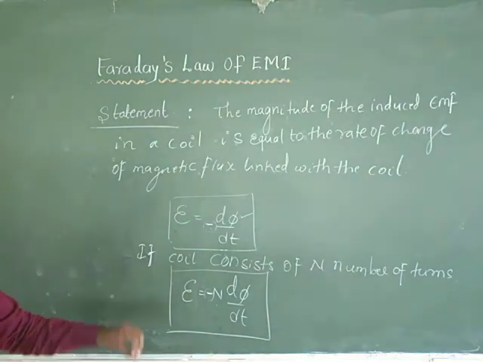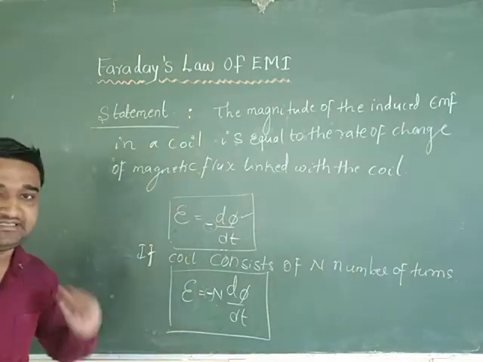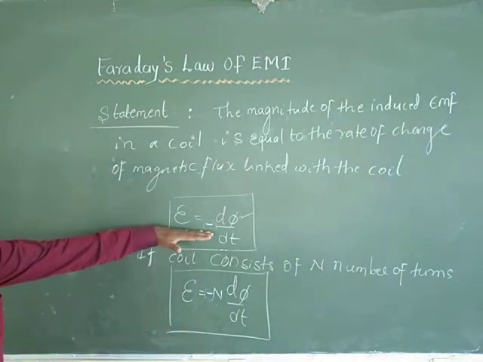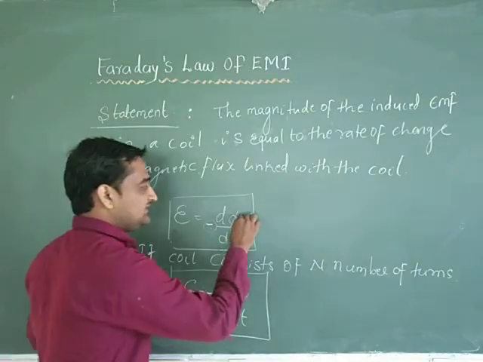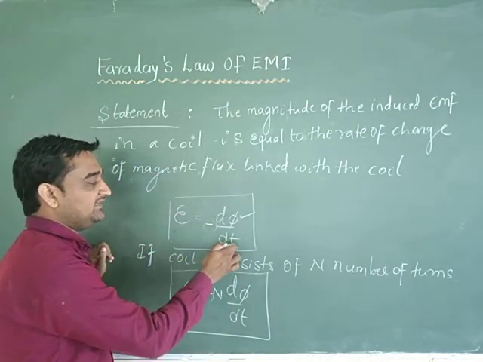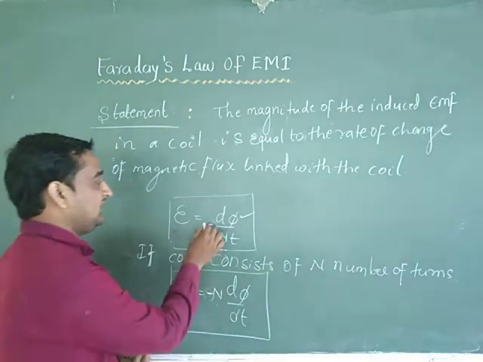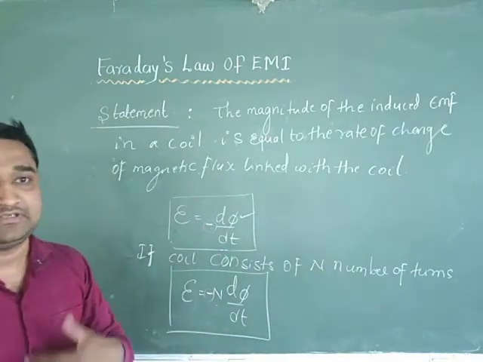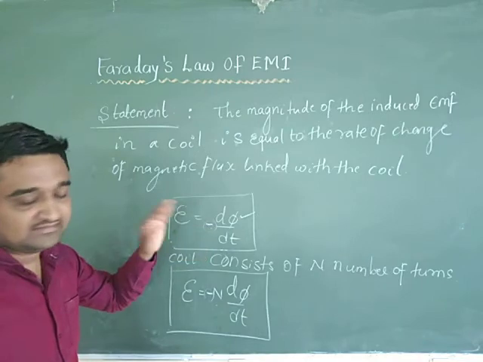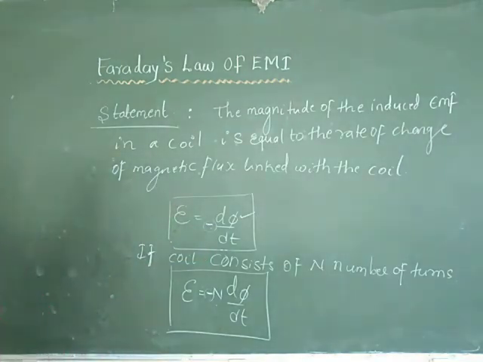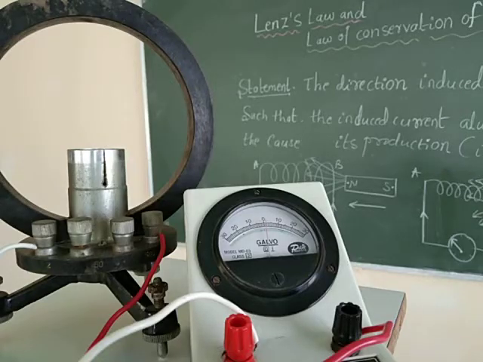Now let us discuss the statement and explanation of Lenz's law and why we have to consider the minus sign. So Faraday's law gives E is equal to dφ by dt, and the minus sign is given by Lenz's law here. So why do we have to take the minus sign? Let us discuss it with Lenz's law. Once again I will show you the coil and magnet experiment. Then we'll study Lenz's law.